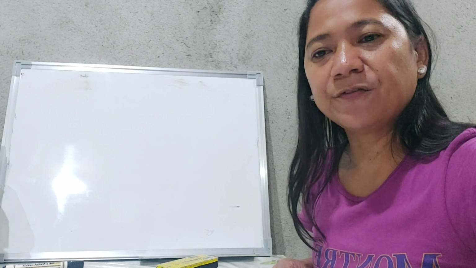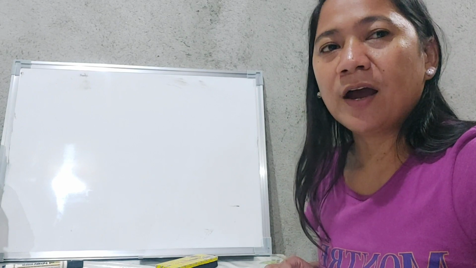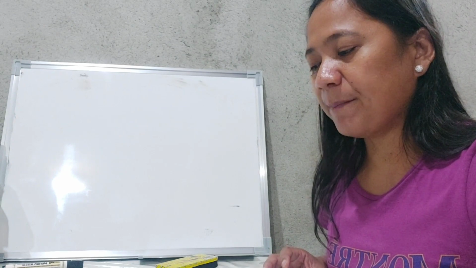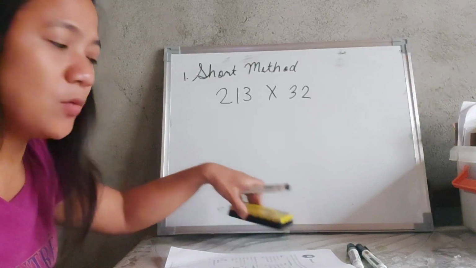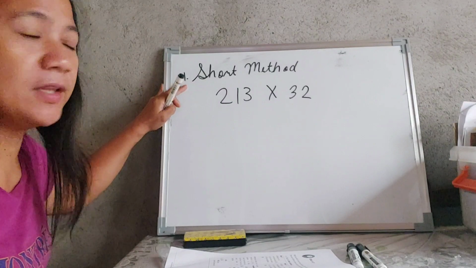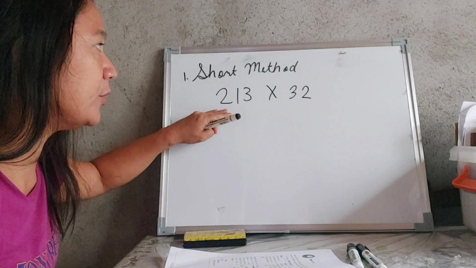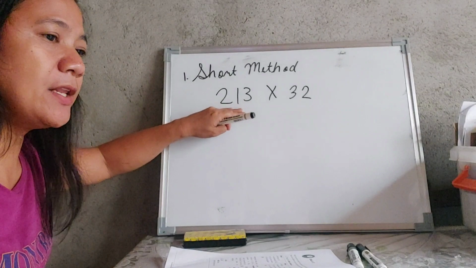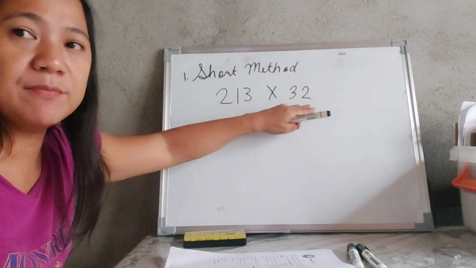In this lesson, we will find out the 3 different ways on how to solve mathematical problems. So we will focus on solving and using these methods in multiplication problems. So this is the number 1 way on how to solve the problem, using the short method. In this method, we will use the data 213 multiplied by 32. So 213 is the multiplicand, the operation sign, and 32 we call it the multiplier.